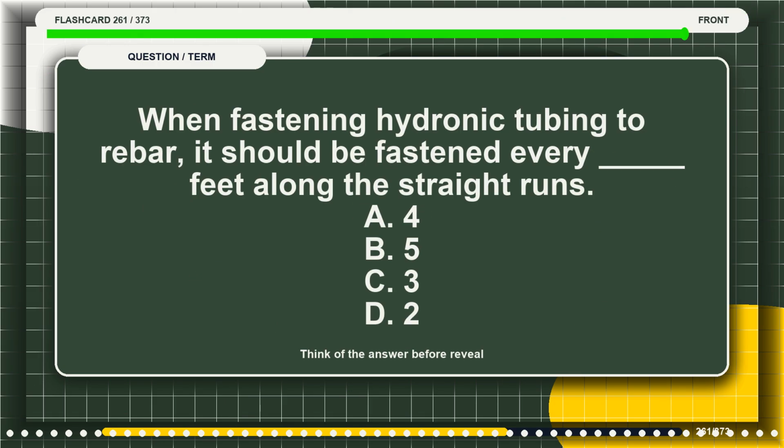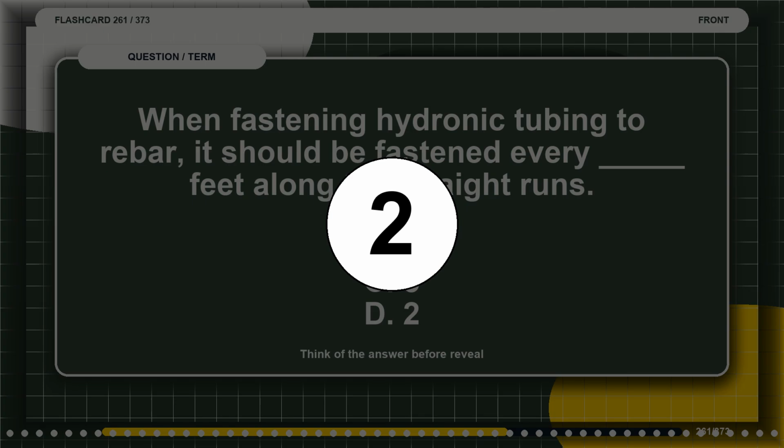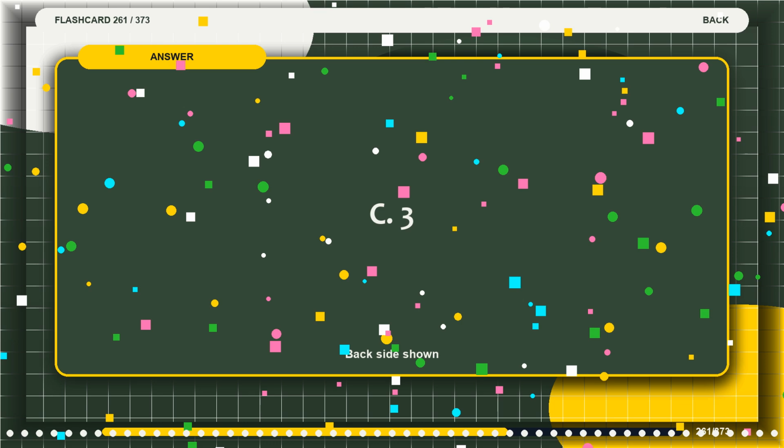Flashcard 261. When fastening hydronic tubing to rebar, it should be fastened every blank feet along the straight runs. A. 4. B. 5. C. 3. D. 2. Think of the answer before the reveal. The answer is C. 3.